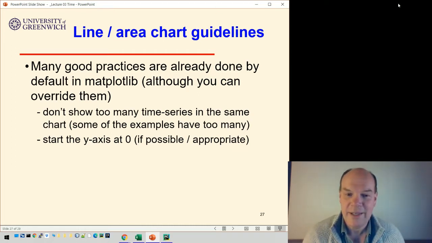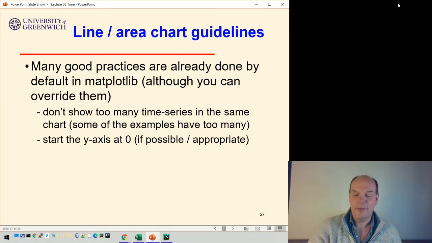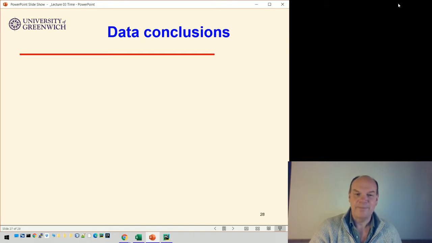Start the y-axis at 0 if at all possible or if appropriate. Sometimes it's already been clear because you've done that in another picture, so you can avoid it, as I've done in some of the plots. But it's always a good idea to start at 0 for the first look at the data.